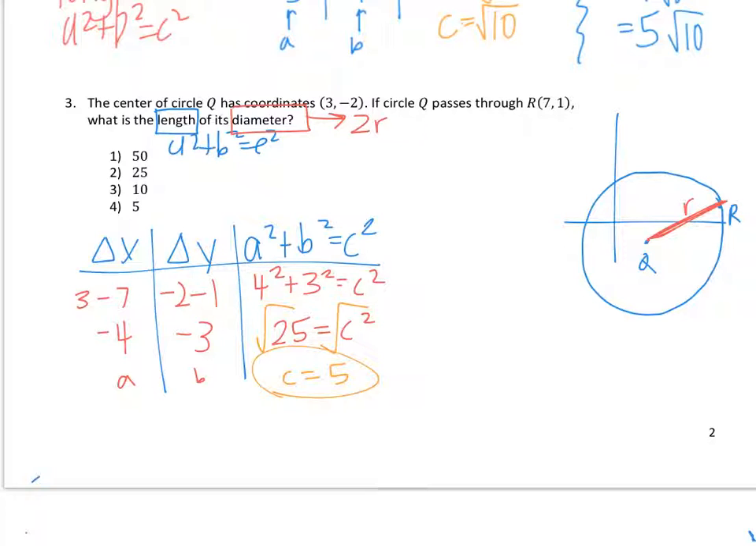So I found c equal to 5. Remember that this is just the radius. So now I have to take and multiply that by 2, which gives me a value of 10. So number 3 is choice 3. Go ahead and flip it once you have it.